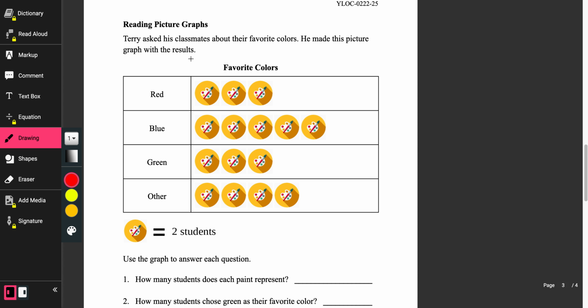Okay, let's take a look at reading picture graphs. Terry asked his classmate about their favorite colors. He made this picture graph with the results. So red has 1, 2, 3. Blue has 1, 2, 3, 4, 5. Green has 1, 2, 3. Other has 1, 2, 3, 4. So there's 3, 5, 3, 4.